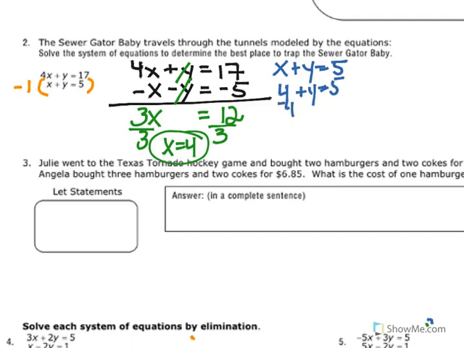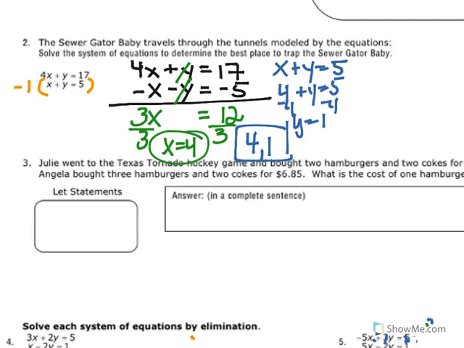And now we subtract 4, and we get y equals 1. So our ordered pair for this system of equations is (4, 1). There's our answer. Now, as always, let's check.